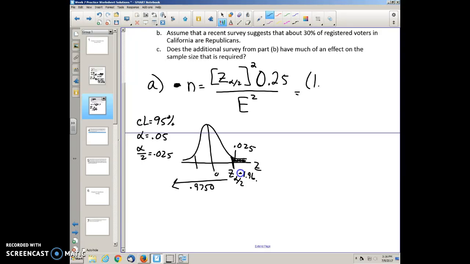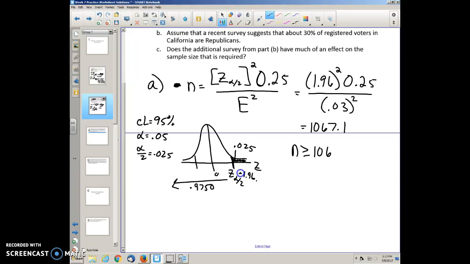So now plugging this into our formula, 1.96 squared times 0.25 over 0.03 squared. So the margin of error being 3%. 3% as a decimal is 0.03. Here we get 1,067.1. So n has to be greater than or equal to 1,068. You want to round that up to the next. Always round these up to the next one.